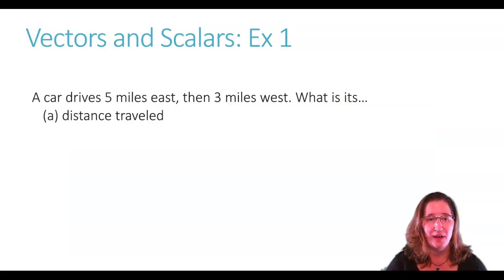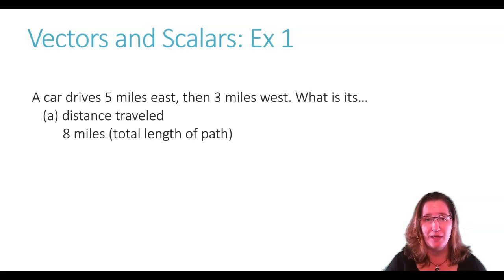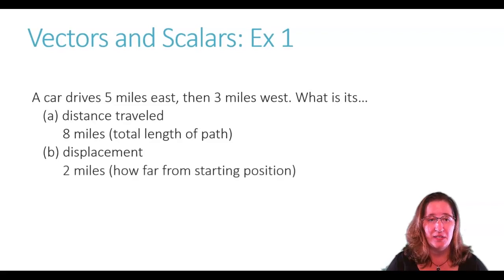So here's the first example. A car drives 5 miles east and then 3 miles west. So this is similar to the example I gave before. So what's the total distance traveled? It's going to be 8 miles. But what is the displacement? The displacement is actually going to be 2 miles, and I probably should have included it's going to be 2 miles east, meaning east of where it started from.